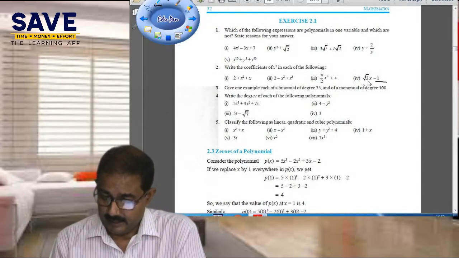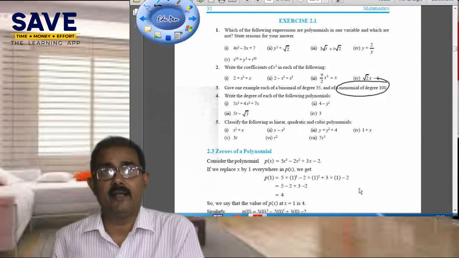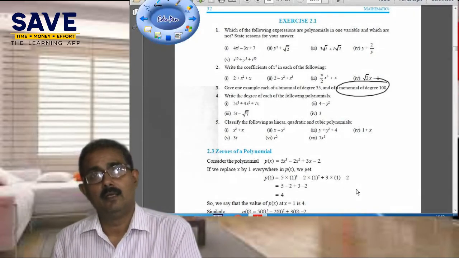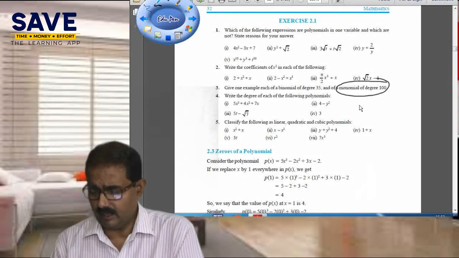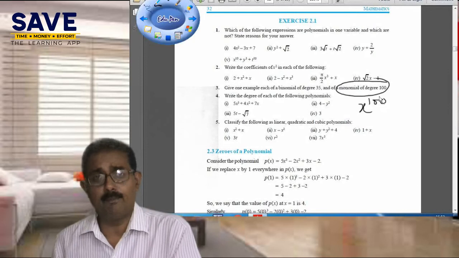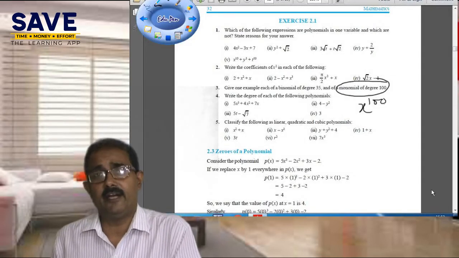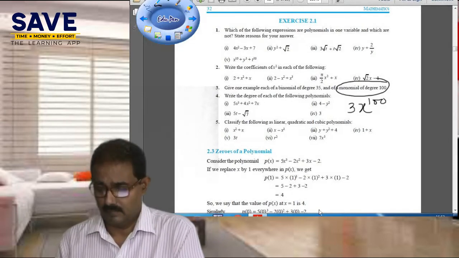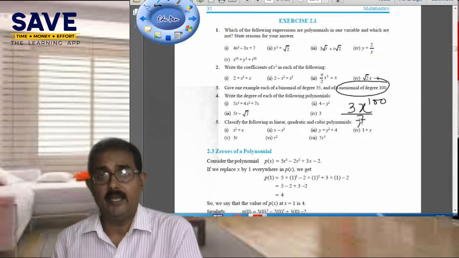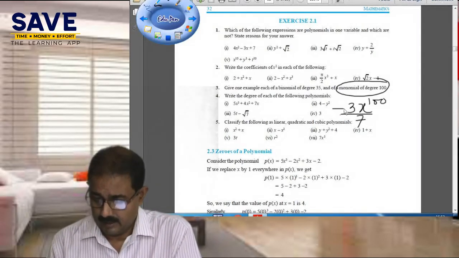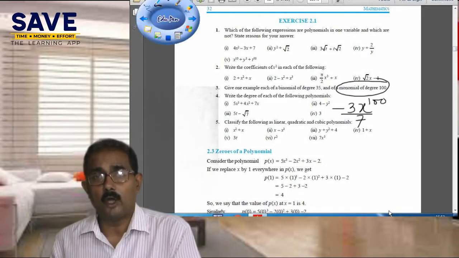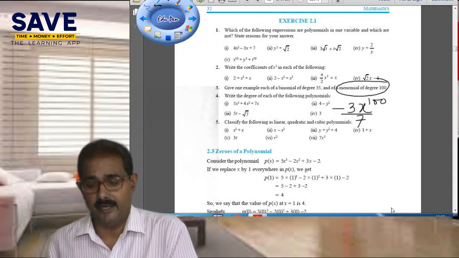Now the second part, monomial of degree 100. तो एक ही टर्म होनी चाहिए और डिग्री 100 का मतलब है हाईएस्ट पावर 100. तो इसका भी इनफाइनाइट नंबर ऑफ आंसर हो सकते हैं. सबसे आसान एग्जांपल x की पावर 100. एक ही टर्म है, डिग्री 100 है. ये हो सकता है, ये हो सकता है. एक ही टर्म है, माइनस भी हो सकता है. तो ये एग्जांपल हो गया मोनोमियल ऑफ डिग्री 100.